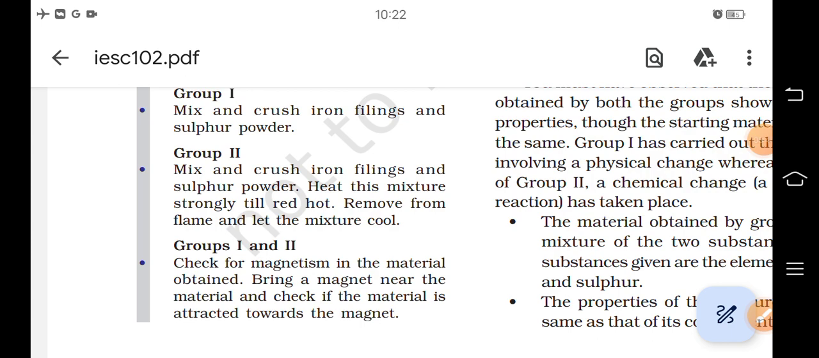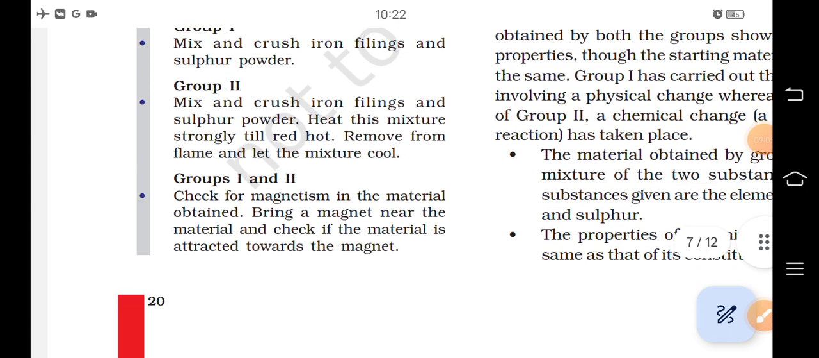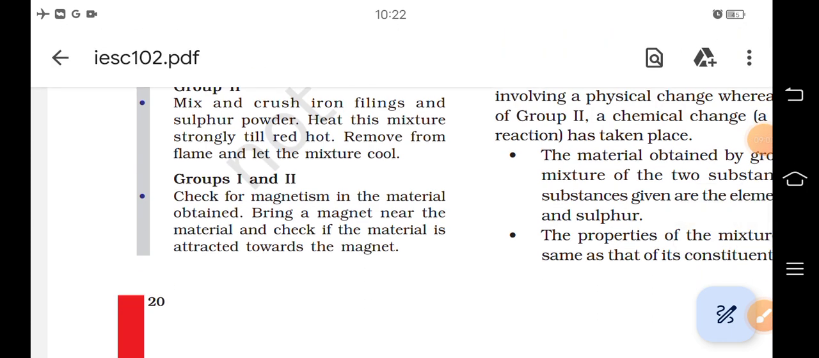Group second, mix and crush iron filings and sulfur powder. Heat this mixture strongly till red hot. Remove from flame and let the mixture cool. Group first and second, check the magnetism in the material obtained. Bring a magnet near the material and check if the material is attracted towards the magnet.